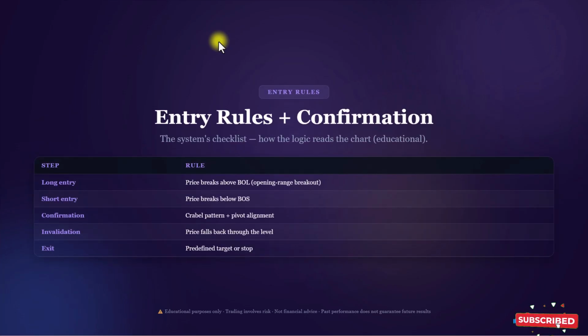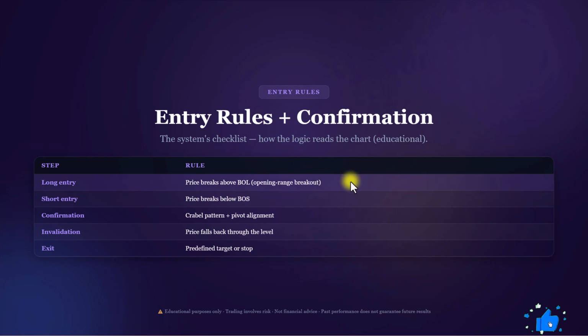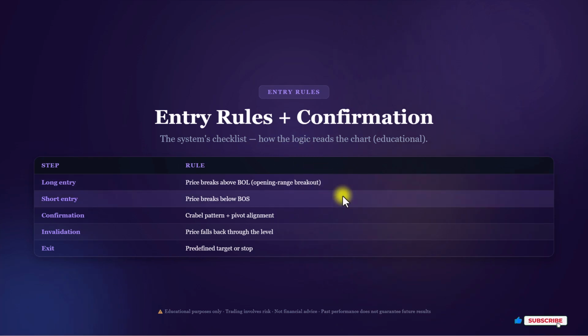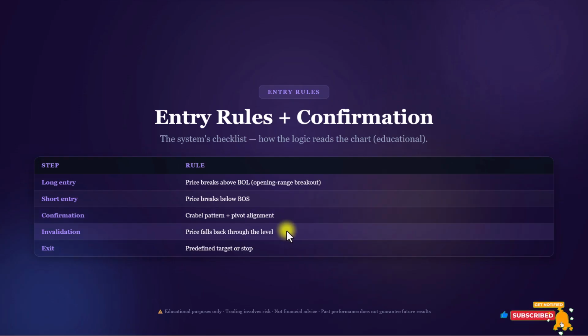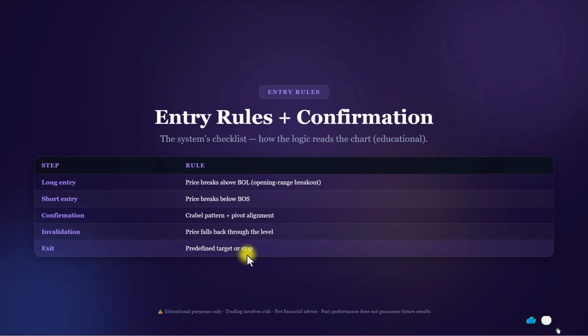So how does the system read the chart? The checklist is simple. You go long when price closes above BOL, short when it breaks below BOS. The signal gets stronger with confirmation, a Crabel pattern at the level, or alignment with a pivot zone. But if price falls right back through the level, the signal is invalid. Move on. Once you are in, you exit at the predefined target or stop. This is an educational framework to help you read the market, not a holy grail.